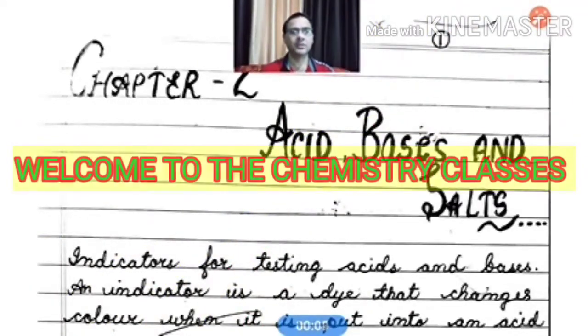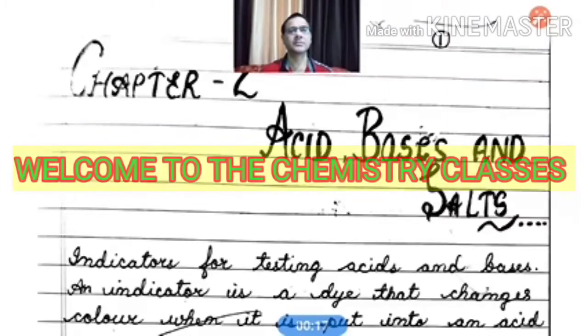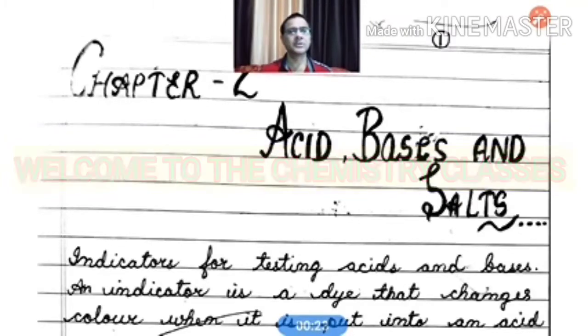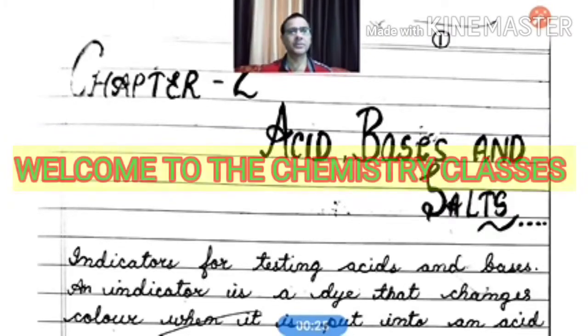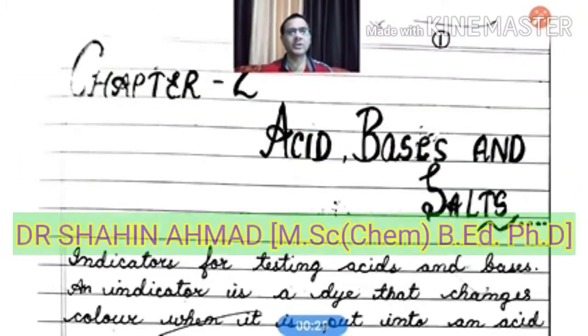Today we will study class 10th chemistry chapter 2, acids, bases and salts. In this chapter we will study three types of chemical compounds. They are mainly the acids, bases and salts. First we will study about the acids and bases, and then we will study about the salts.